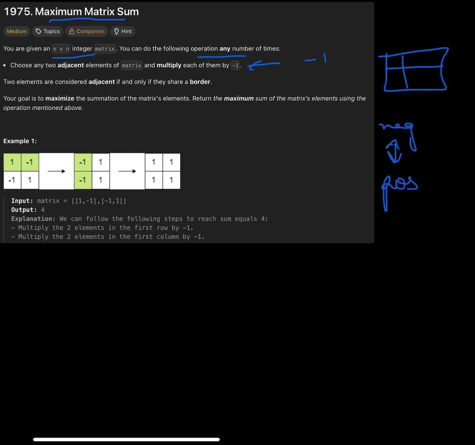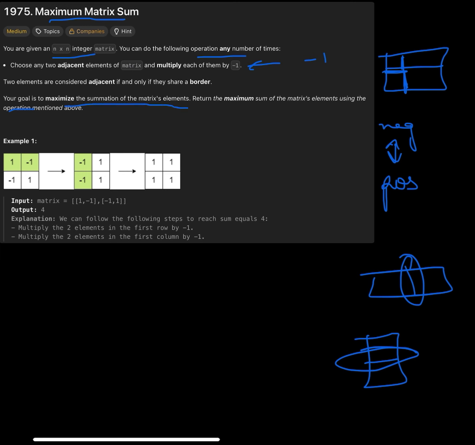Two elements are considered adjacent if and only if they share a border, like this border or this border or this border. Means they should have a horizontal relation or a vertical relation. On that condition only they'll share the border. So our goal is to maximize the summation of the matrix and return the maximum sum of matrix elements using this operation. So it is saying that we have to maximize the sum.